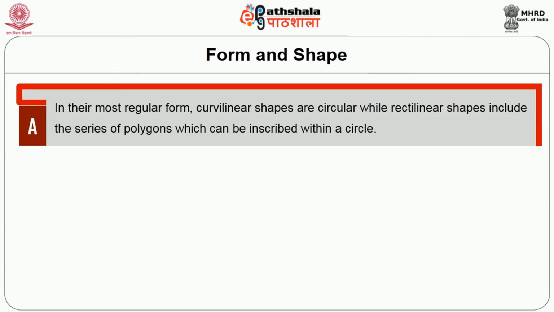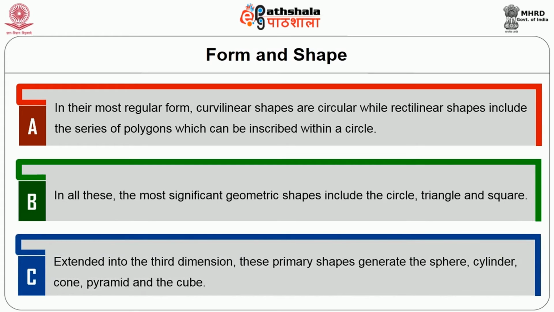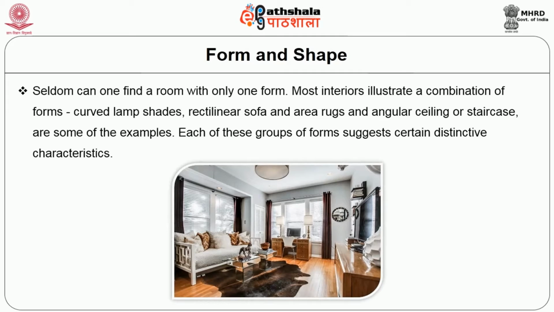In their most regular forms, curvilinear shapes are circular, while rectilinear shapes include the series of polygons which can be inscribed within a circle. In all of these, the most significant geometrical shapes include the circle, triangle and square. Extended into the third dimension, these primary shapes generate the sphere, cylinder, cone, pyramid and the cube. Seldom can one find a room with only one form. Most interiors illustrate a combination of forms, like curved lampshades, a rectilinear sofa, areas of rug, then an angular ceiling or a staircase are some of the best examples for this particular category.